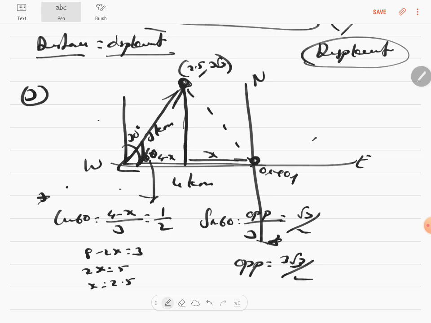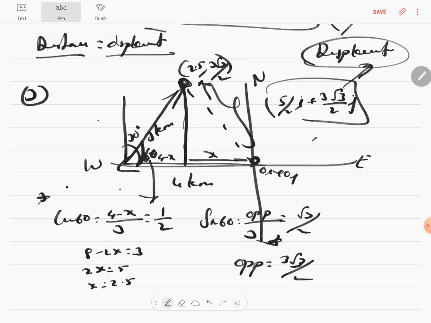Therefore, you got this to be 3 root 3 by 2. So you got 5 by 2 and 3 root 3 by 2, and this displacement therefore is x2 minus x1 into i plus y2 minus y1 into j, which is 5 by 2 into i plus 3 root 3 by 2 into j. That is the displacement. If they ask you distance, you know it's 4 plus 3, the entire distance you would have traveled. Okay, so that's about this sum.